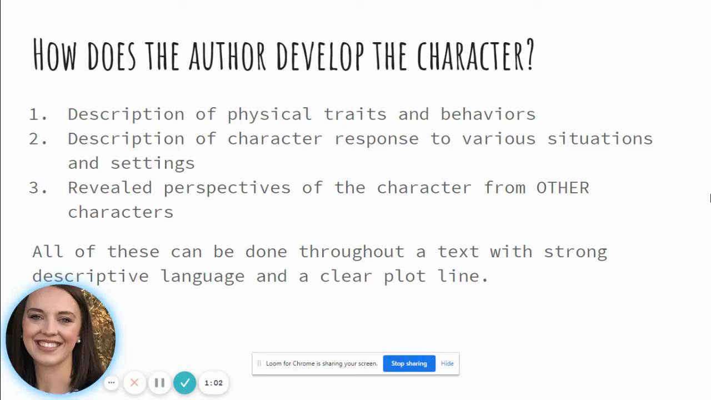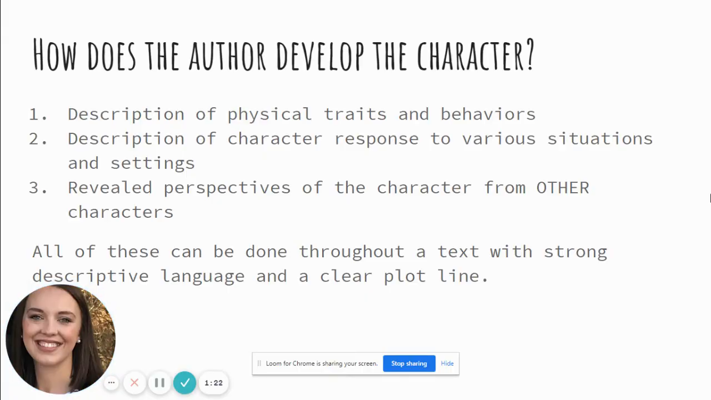We always start with the description of physical traits and behaviors. You know what this is. This is when they spend forever talking about what the character looks like, the way they carry themselves, hair color, maybe what kind of clothing they wear. Sometimes that gives away a little bit about them.